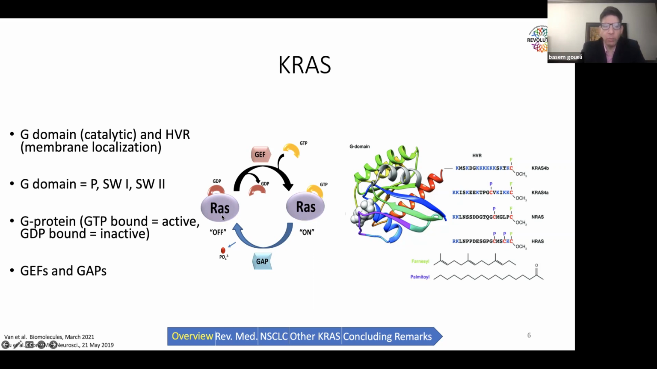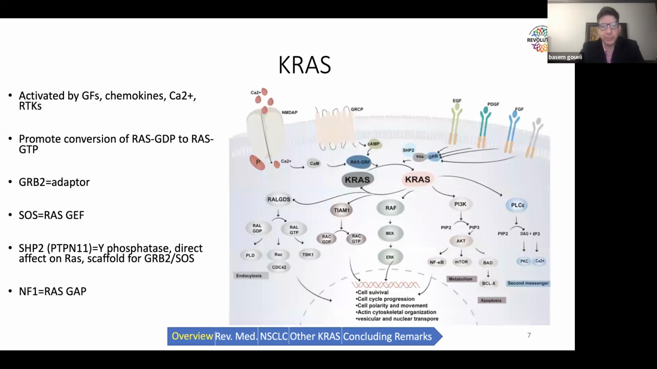A lot of what we're going to focus on today is really the state of RAS. Is it in the RAS GDP form or the RAS GTP form? And what are the proteins involved in regulating that? Everything we're going to talk about today, when we talk about KRAS, all the inhibitors you're going to hear about, they all have to do with this.